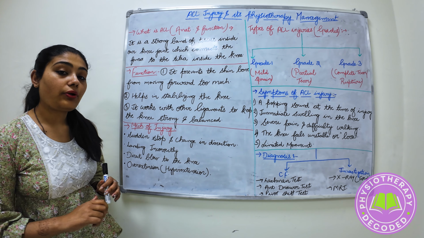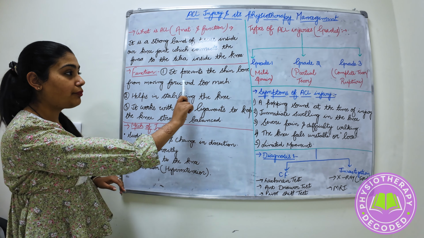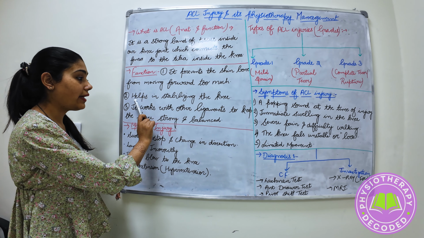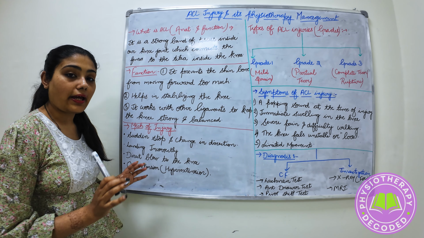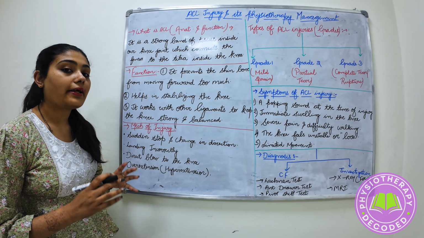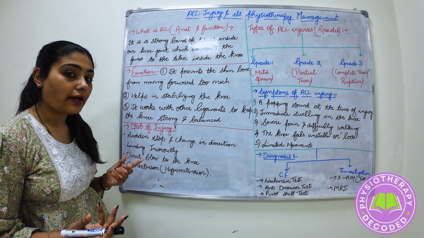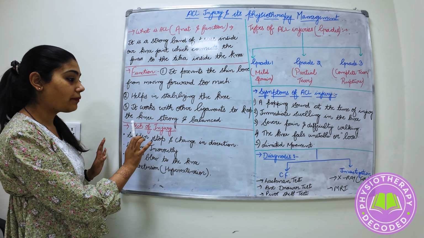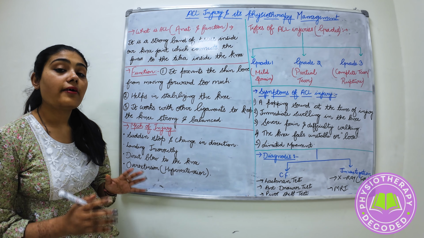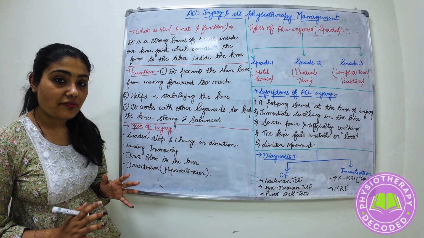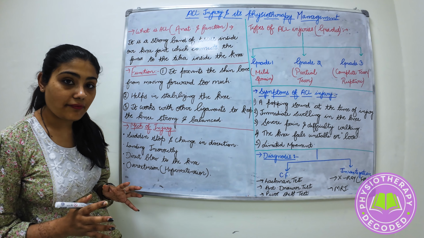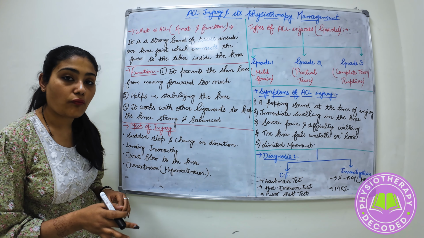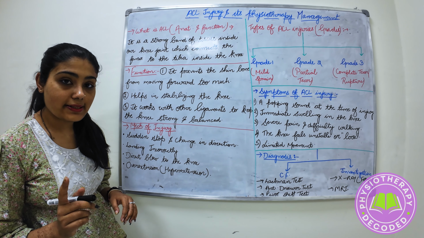Now, talking about the function of ACL. It prevents the shin bone from moving forward too much. It helps in stabilizing the knee joint, and the third function is that it works with other ligaments of the knee to keep the knee strong and balanced. Without ACL, the knee may feel unstable and may give way during movement, or the patient may feel that the knee is moving forward too much if there is any ACL tear.